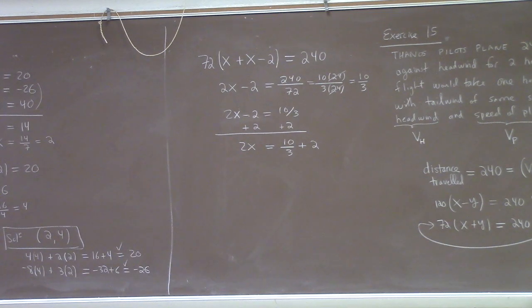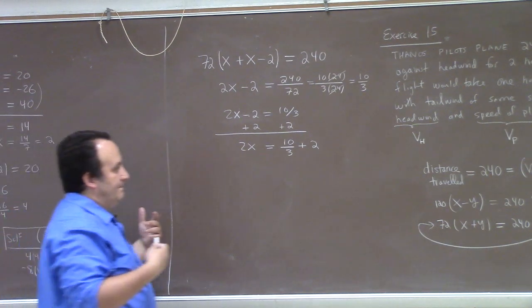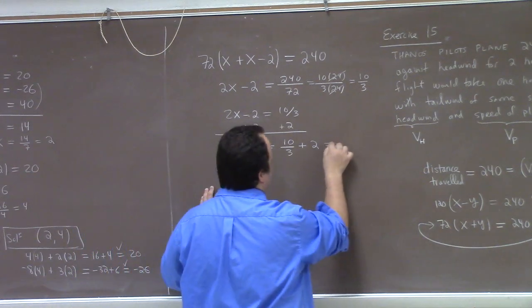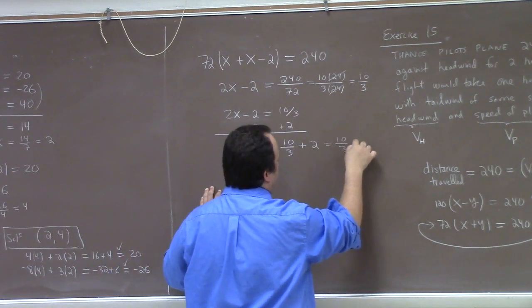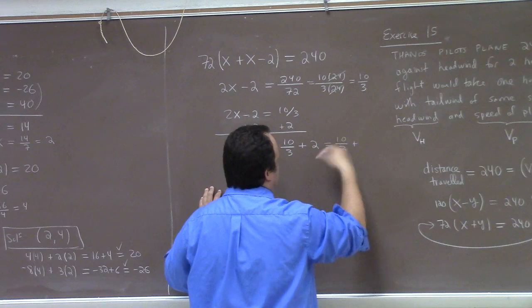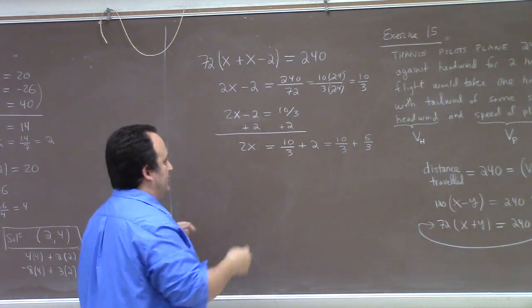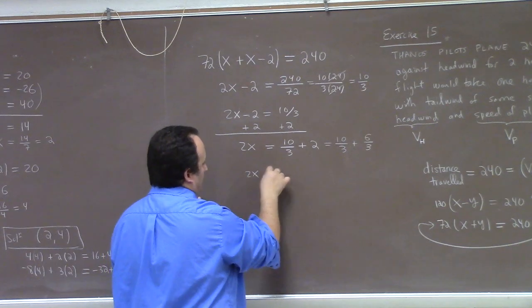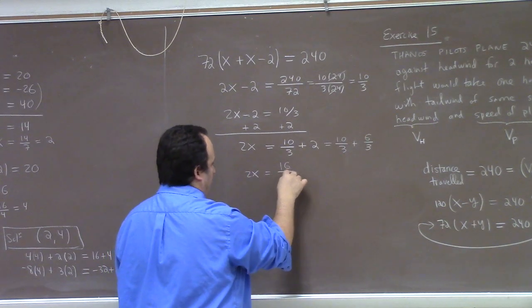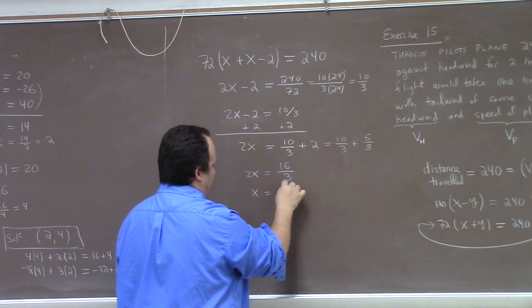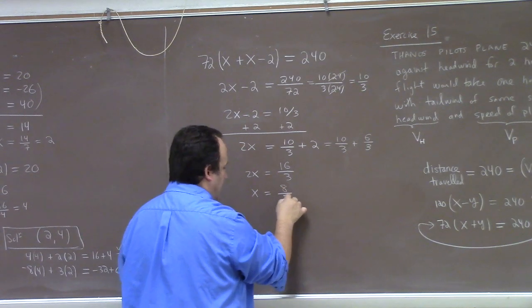You don't have to add vertically. If you want to add horizontally, that's fine. But what's 10/3 plus 2? Well, that's 10/3 plus, what's 2? How many thirds is 2? It's 6/3, right? So that's 2x equals 16 over 3, which says x equals 8/3, which says to me, you're right.